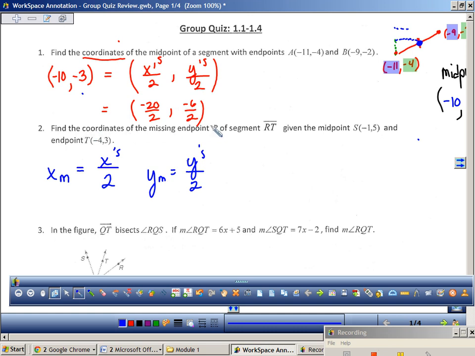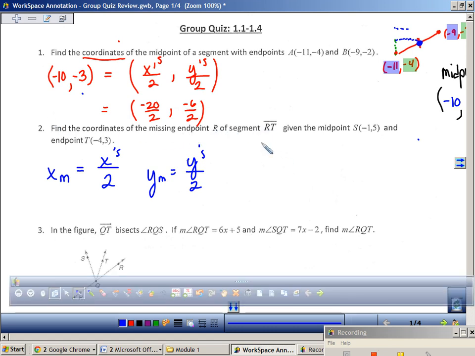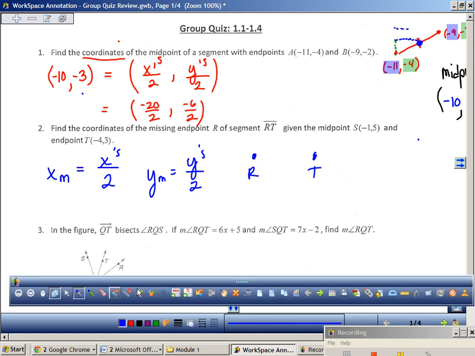All right, find the coordinates of the missing endpoint R of the segment RT. So I need to make sense of that sentence right there. The missing endpoint R of the segment RT. If there's a segment RT, I'm finding the coordinates of the missing endpoint R, so this is the one I'm looking for.